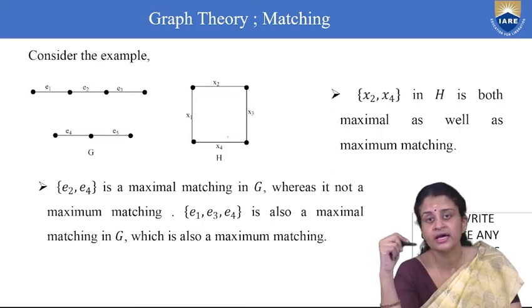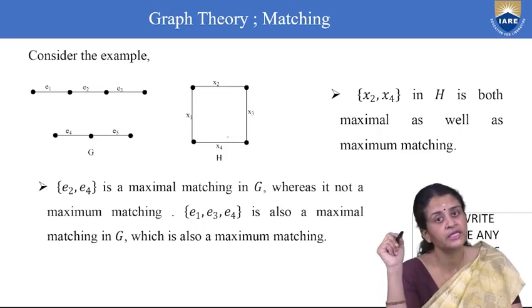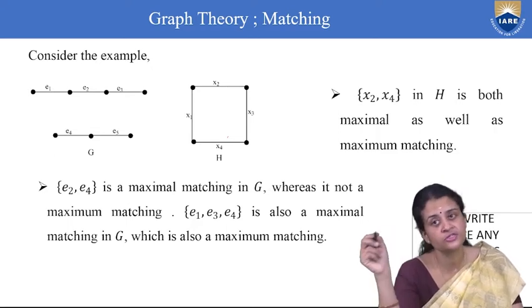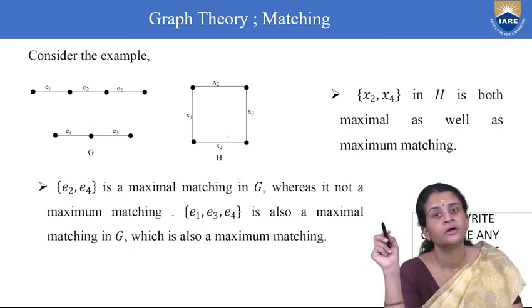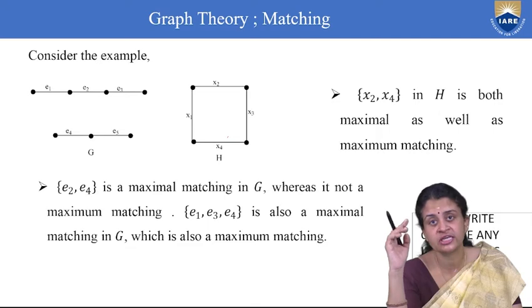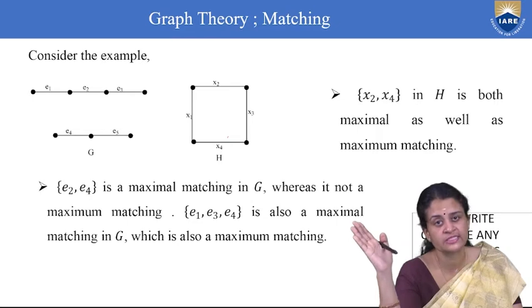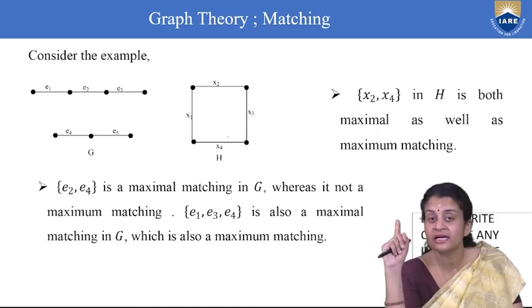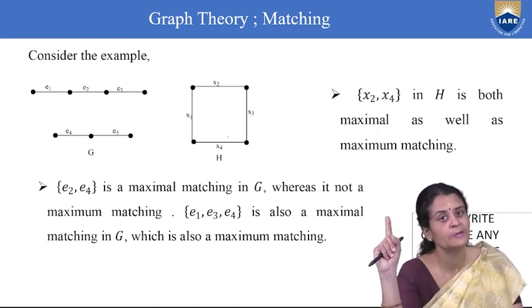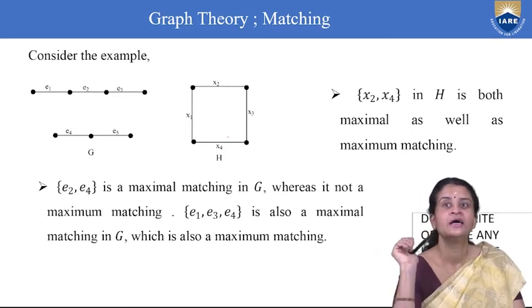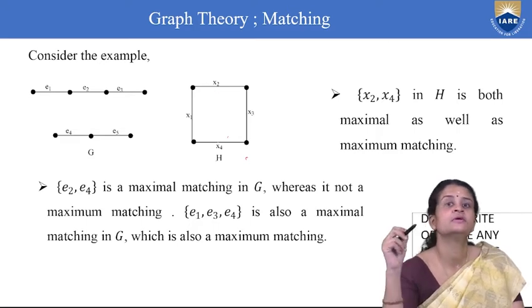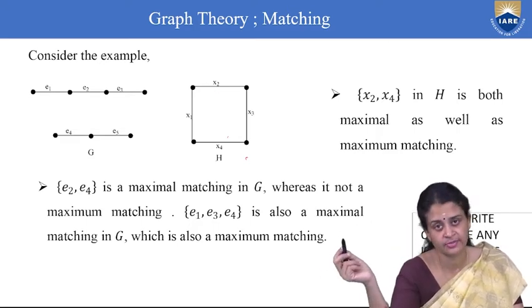Okay. I can find another maximal matching also: E1, E3, E5, because none of them are adjacent. E1, E3, E4 is also a maximal matching. These maximal matchings, E1, E3, E4 or E1, E3, E5, have the maximum number of edges in them, so they are called maximum matchings. A maximal matching with the maximum number of edges is called a maximum matching. Here, if E2 and E4 are taken, it's a maximal matching as well as a maximum matching.